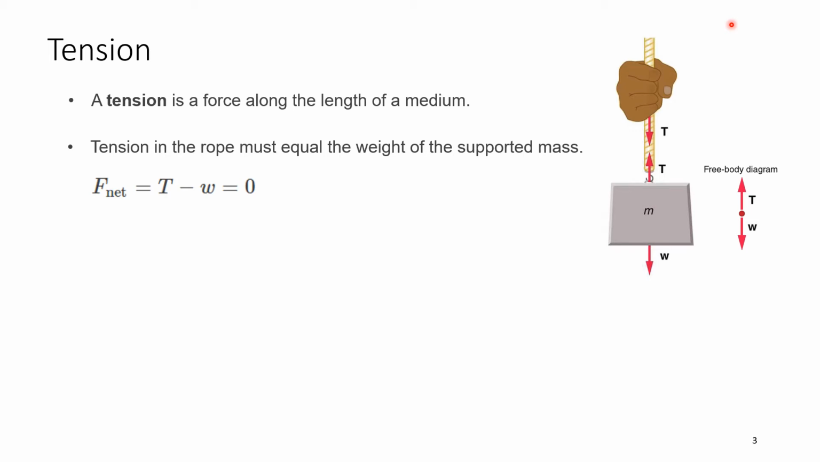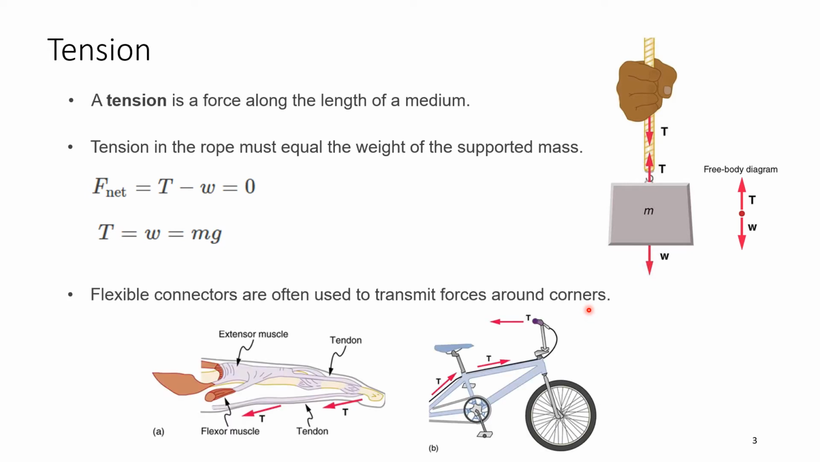Thus, F net equals T minus W equals 0. That gives T equals W equals mg. Flexible connectors are often used to transmit forces around corners, such as in a hospital traction system, a finger joint, or a bicycle brake cable. If there is no friction, the tension is transmitted undiminished. Only its direction changes, and it is always parallel to the flexible connector.